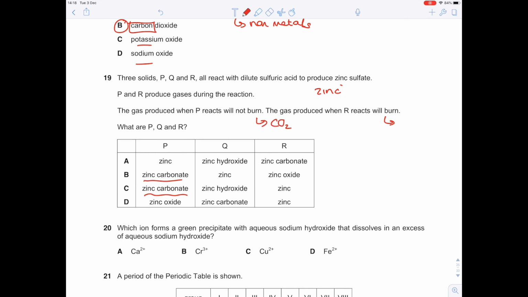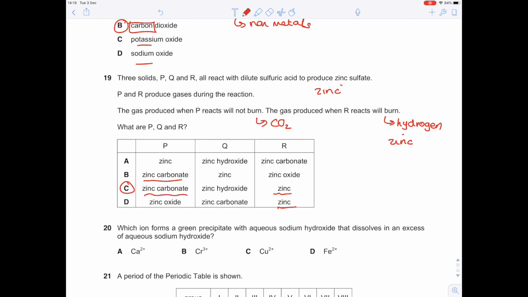So P must be zinc carbonate, as I've underlined. The gas produced when R reacts will burn, so that gas is likely to be hydrogen. What produces hydrogen? Well, it's zinc reacting with sulfuric acid by itself. And therefore, by default, we can see the only one that has been underlined twice is C, so answer here is 19C. Which ion forms a green precipitate with aqueous sodium hydroxide that dissolves in an excess of sodium hydroxide?